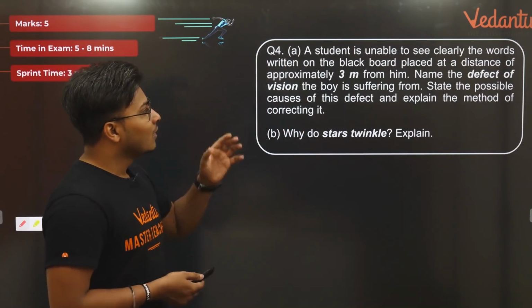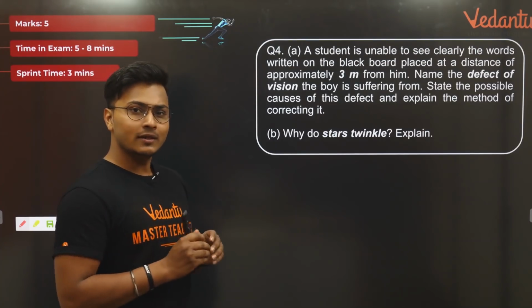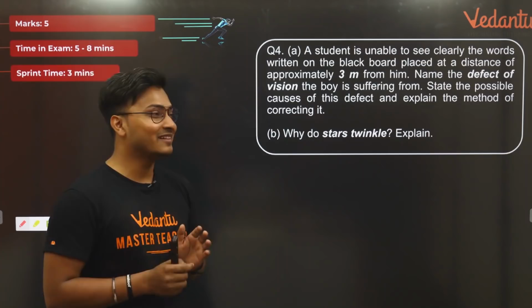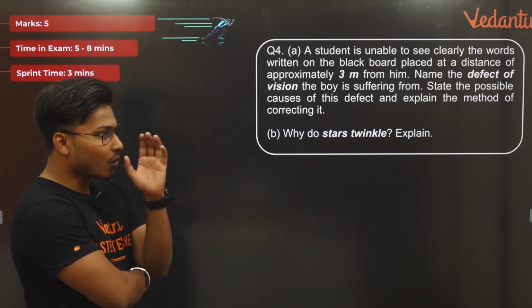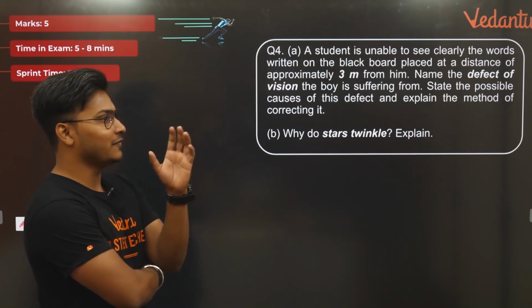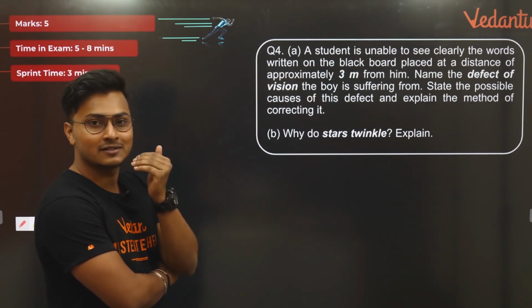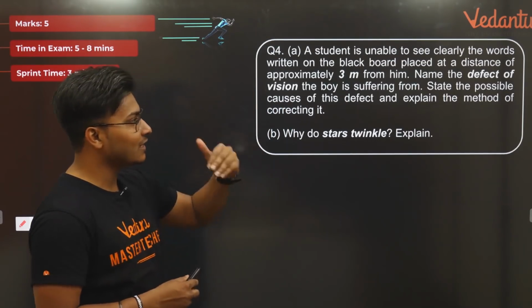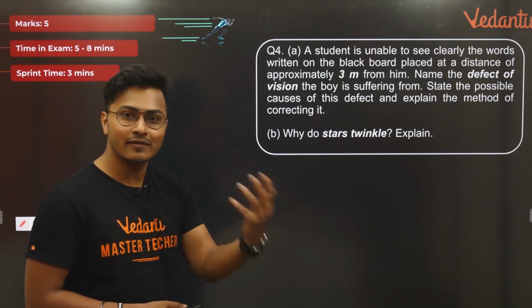Now let's see. A student is unable to see clearly the words written on the blackboard. So it's pretty sure we don't have to do anything. The moment it says we are sitting inside the class and are not able to see the blackboard, that means we have myopia, because we can't see far away things. We have short-sightedness, also called myopia. I'm pretty sure the next question will be about the defect; without even reading we can understand.